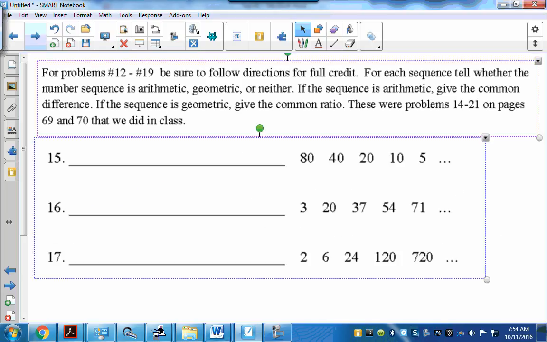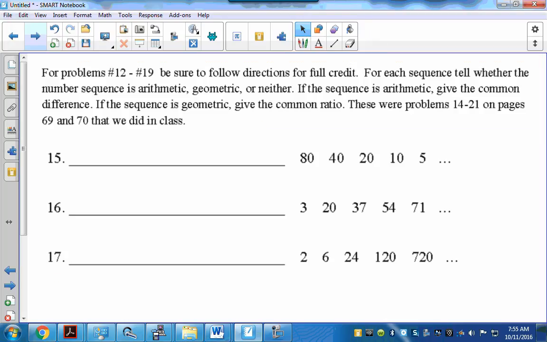Again, same direction. So let's just double check and see if we can figure out what's going on here. So there's obviously not a common difference. 40 minus 80 is negative 40. 20 minus 40 is negative 20. 10 minus 20 is negative 10. So no common difference, not arithmetic.